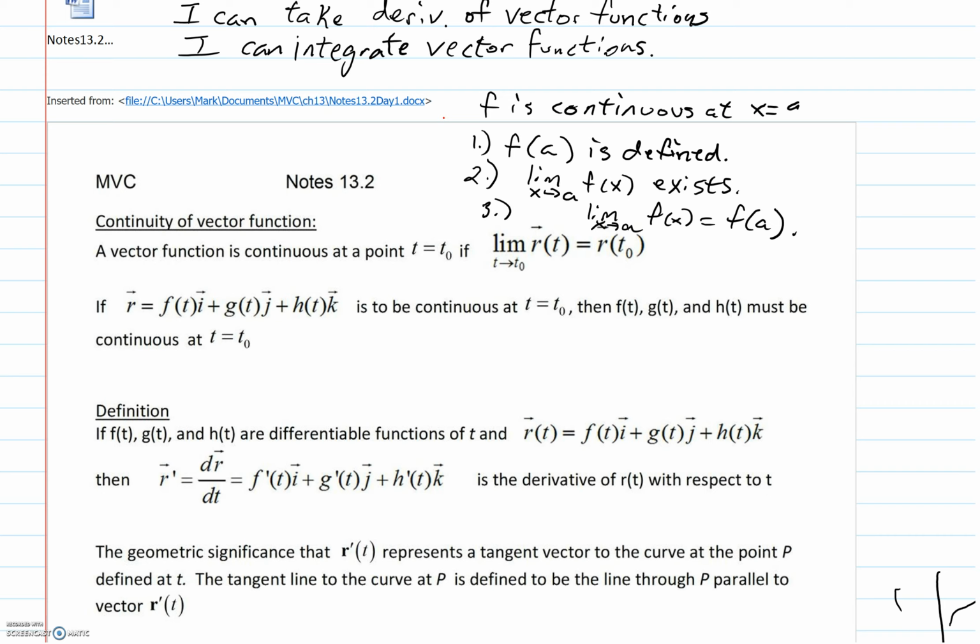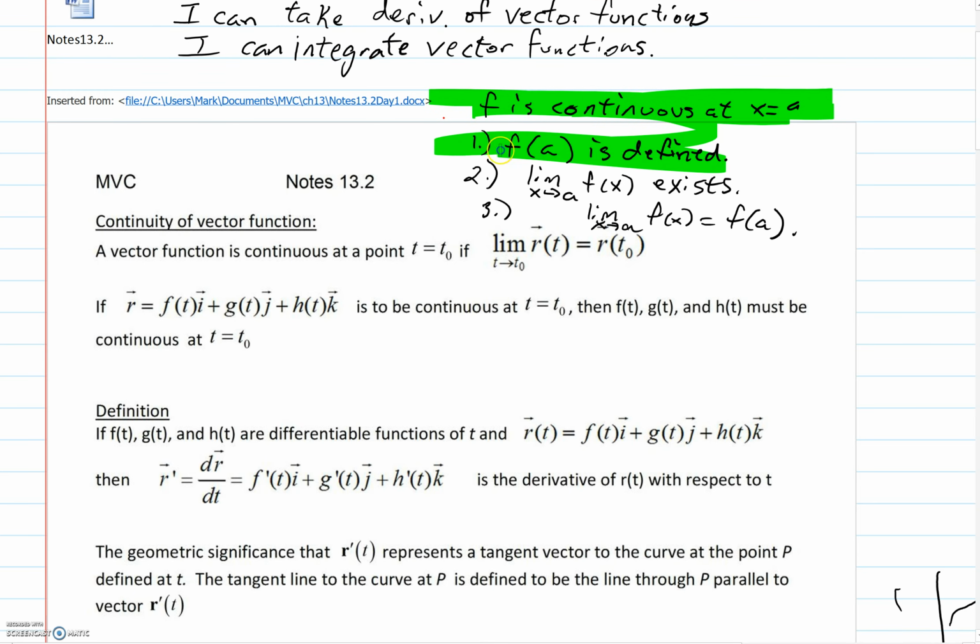As we review continuity just for functions, a function is continuous at an x value of a if three criteria are met. A lot of times we just write that with bullet point number 3. But you can see f is continuous at x equals a if f of a is defined. In other words, you wouldn't get an undefined value. You're not dividing by 0, getting a negative inside of a square root, something like that. Second, your limit as x approaches a of f of x exists. Your right hand and your left hand directions are in agreement.